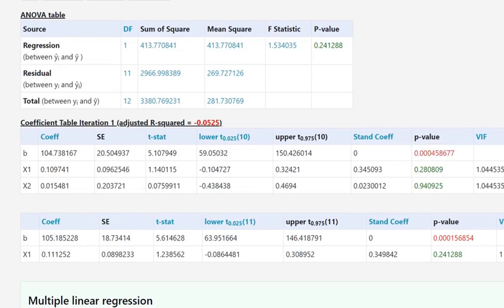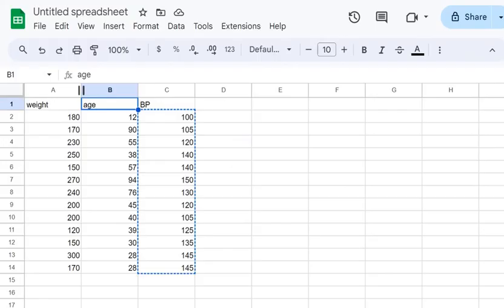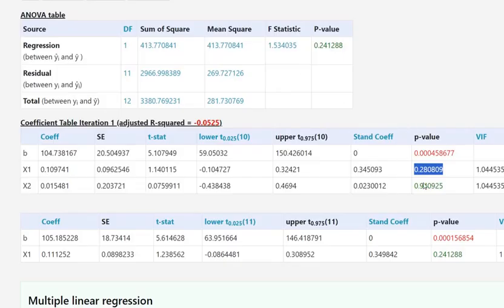x1, this is for my data set, the weight. The p-value is above 0.05, so that means weight is not a statistically significant predictor for blood pressure. If the p-value is high, that means your data set isn't finding something new. It isn't finding something that helps make a prediction. Okay, so weight is not a statistically significant predictor. And then same thing for age.